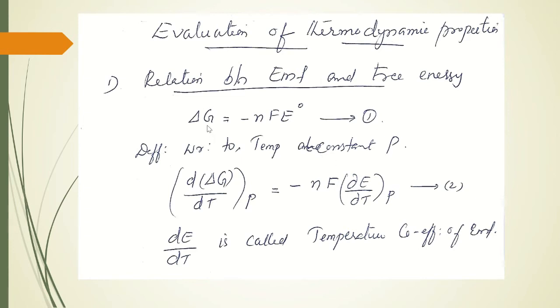So the differential of this delta G, d(delta G)/dT at constant pressure, is equal to minus nF times (∂E/∂T) at constant pressure. That means ∂E/∂T is the differential with respect to temperature at constant pressure. Here, this ∂E/∂T is called the temperature coefficient of EMF.